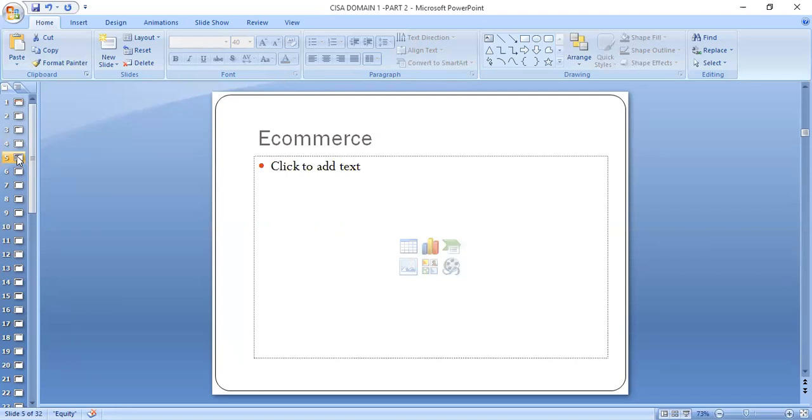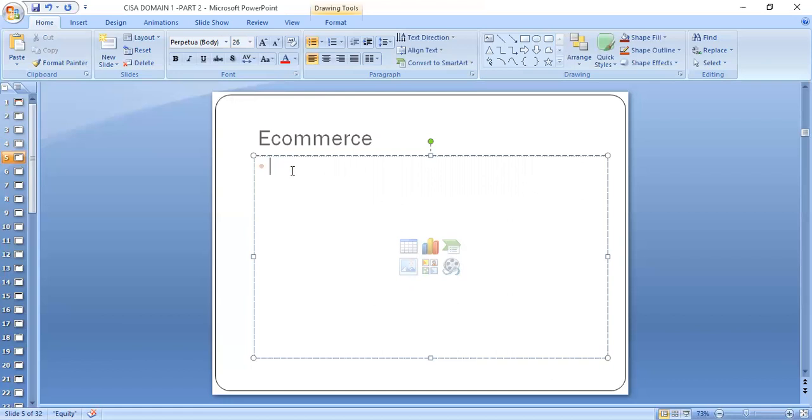For example, e-commerce, electronic commerce. All right, as an IS auditor, you should be able to know what the areas of concern are around e-commerce, electronic commerce. E-commerce is buying and selling over the internet. Of course, you have the popular CIA coming into place here. CIA: confidentiality, integrity, and availability. Okay, so confidentiality now. How do you ensure confidentiality on an e-commerce platform?